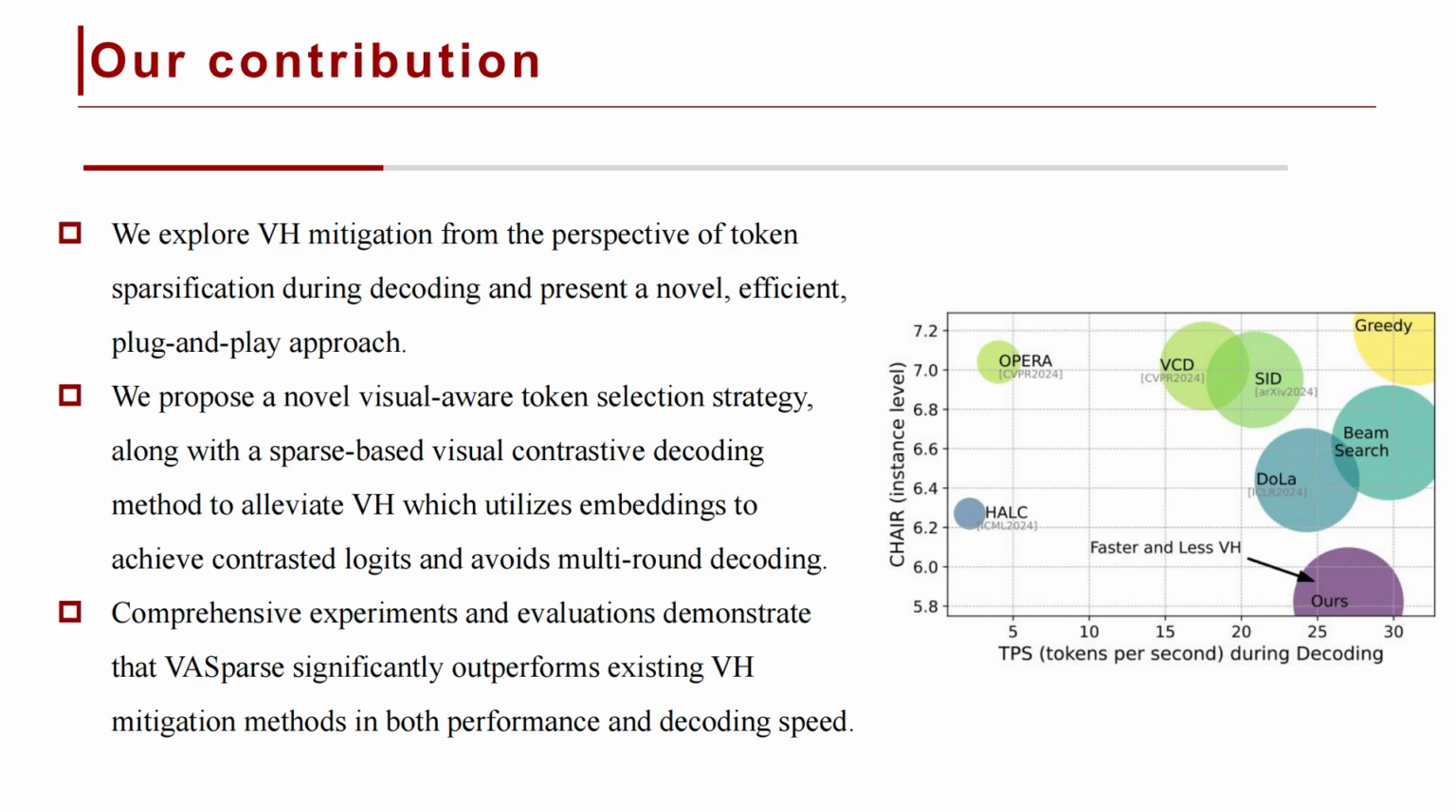Let's summarize our contributions. First, we're the first to explore visual hallucination mitigation through token sparsification during decoding. This is a novel perspective that hasn't been fully exploited before. Second, we propose a visual-aware token selection strategy and a contrastive decoding method that avoids multi-round decoding. This is crucial for maintaining high efficiency. Third, our comprehensive experiments show that VASparse outperforms existing methods in both accuracy and speed. In short, we offer a plug-and-play solution that is both efficient and effective, making it highly practical for real-world applications.